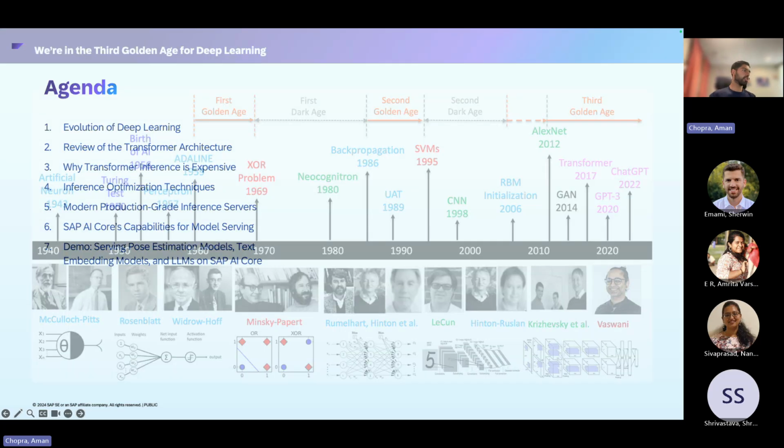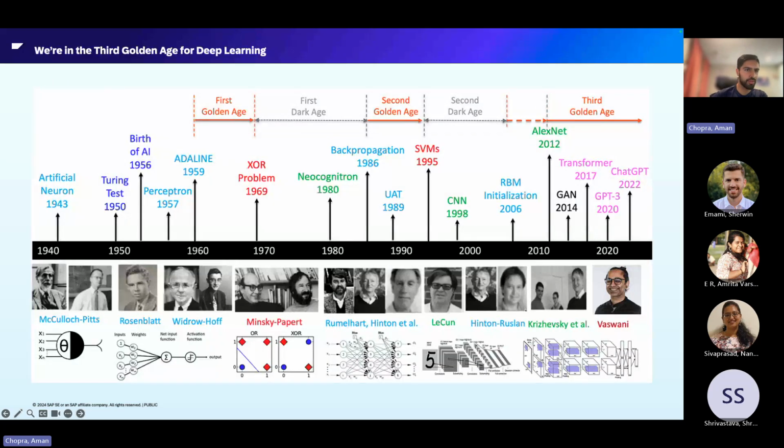All right, so to go back to the evolution of deep learning. Back in the 1940s, in 1943 specifically, there were a few mathematicians and neuroscientists that actually modeled how our brain works using circuits.